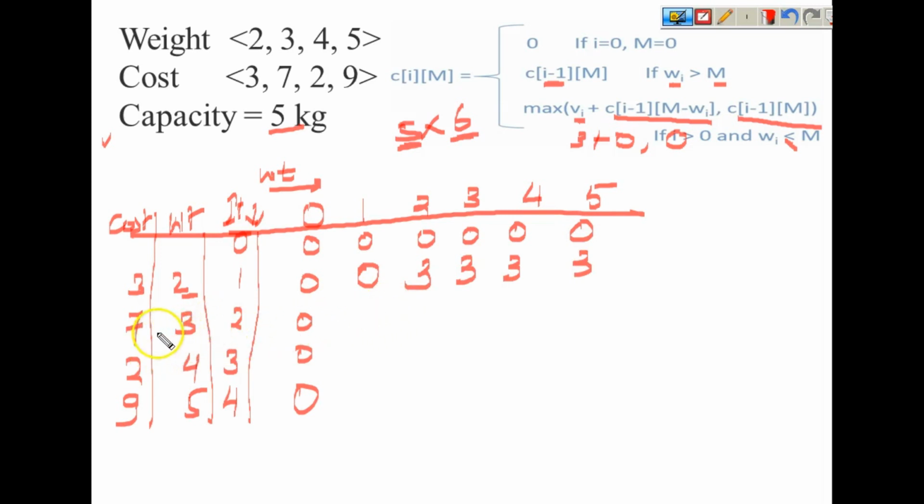Now when I come to the second row, that means now I have two items with me, item 1 and item 2, and I need to decide which item I am going to keep in my knapsack to get the maximum gain. So I start here: capacity is 1 and item 2 weight is 3. Whenever the weight of the item is more than the knapsack capacity, you take the previous value. The previous value is 0, so you write 0. Now again, capacity is 2, weight is 3. When weight is more than capacity, you take the previous value, which is 3.